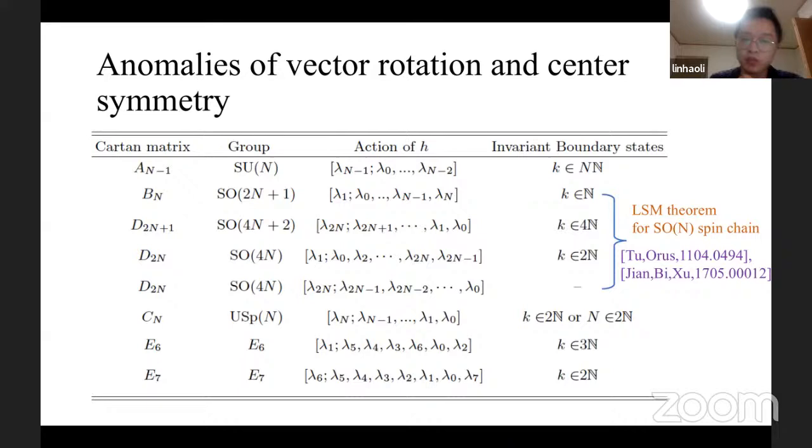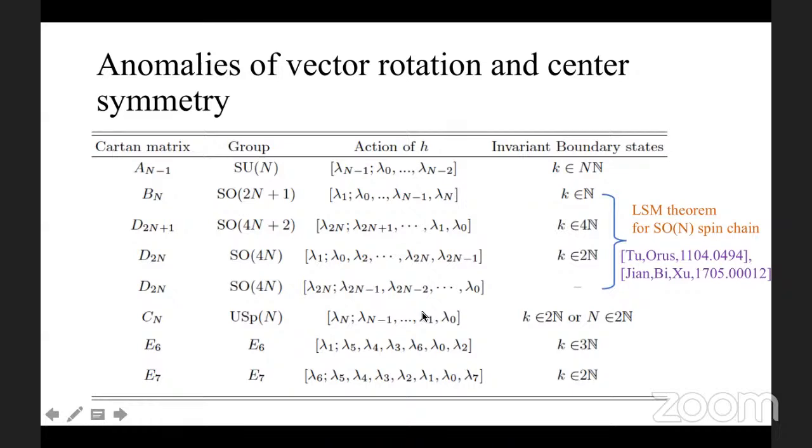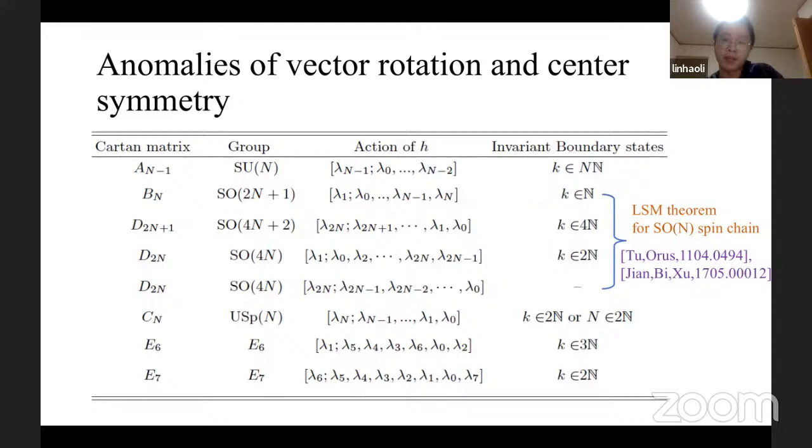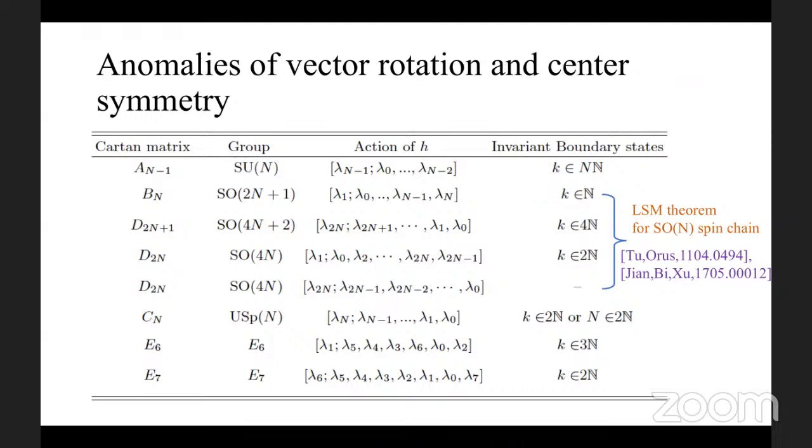Sorry, maybe it's about terminology. What do you mean by LSM? Here I mean LSM theorems are the constraints with respect to the spin rotation and the translation symmetry. Yeah, then this has nothing to do with the emergent effective field theory at low energies. Yes.